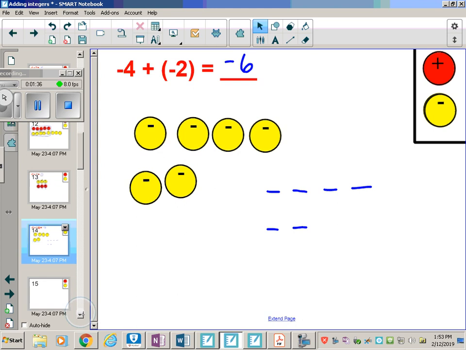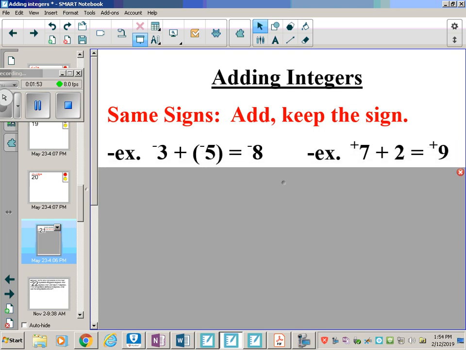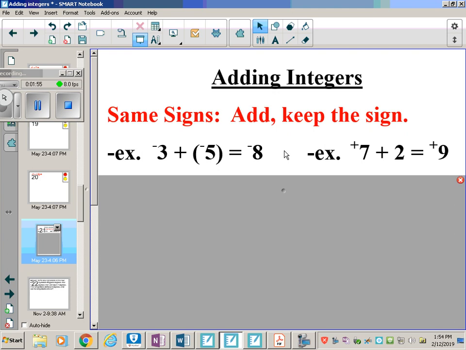Now that should tie in pretty easily to our actual rules for adding integers. If the signs are the same, you simply add the two numbers and keep whatever the sign was of the two numbers. Really, what you're adding is the absolute values. For example, negative 3 plus negative 5 is going to equal negative 8, because you have 3 negatives and 5 negatives. Altogether, that means you have 8 negatives. The signs are the same. They're both negatives, so you just add 3 and 5 and keep the negative.